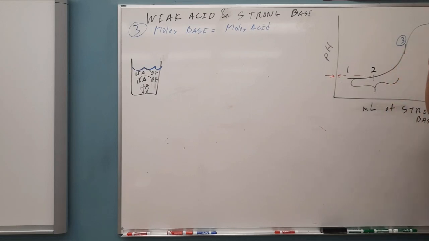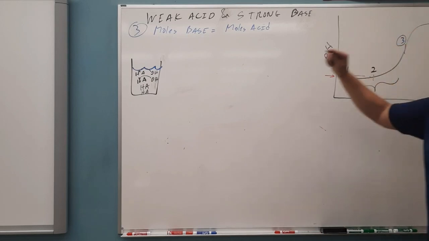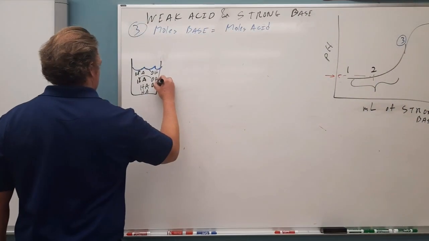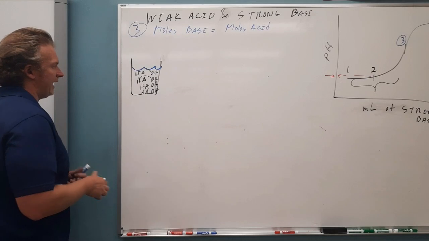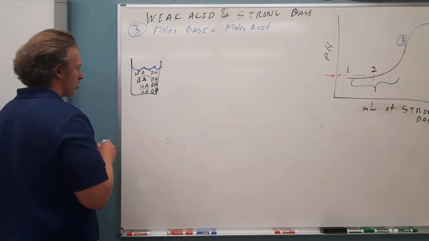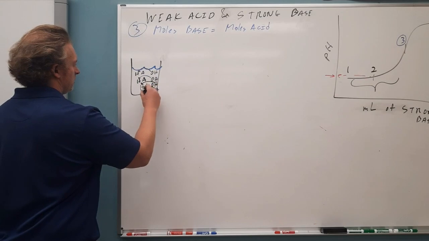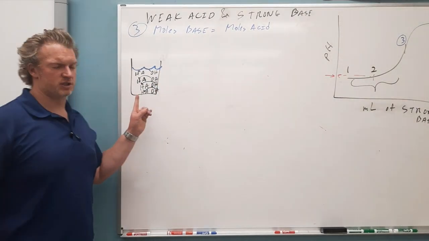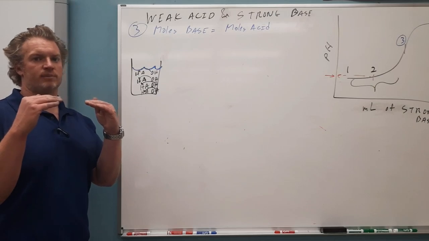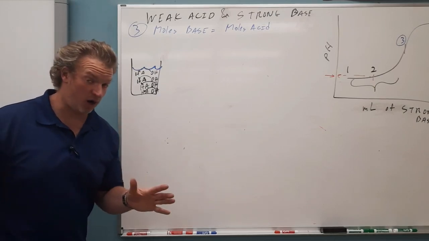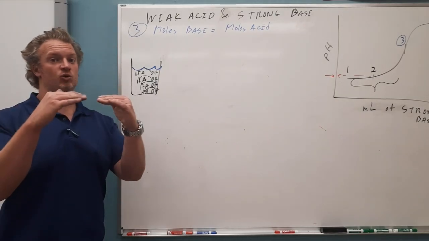But the equivalence point can be observed if you try to find the straightest, the most vertical portion of this very steep section right here. You can read the pH on here. At this equivalence point, at the equivalence point, the moles of acid and the moles of strong base are equal to one another. It doesn't matter what the number is, we just know that they're equal to each other.